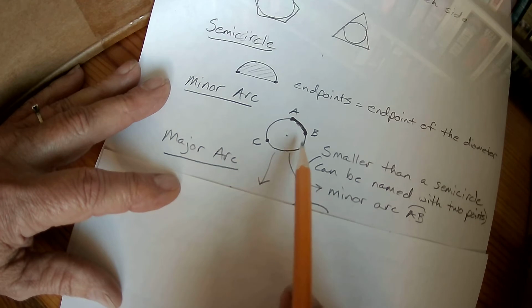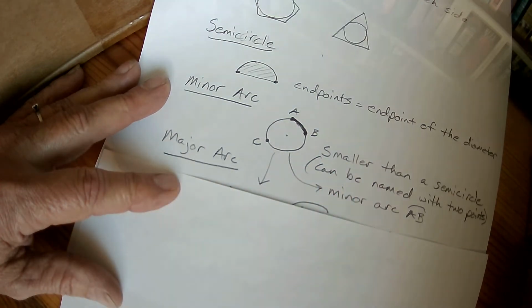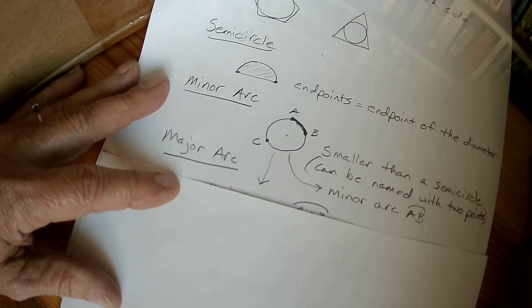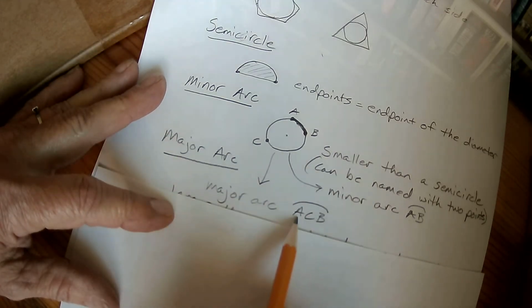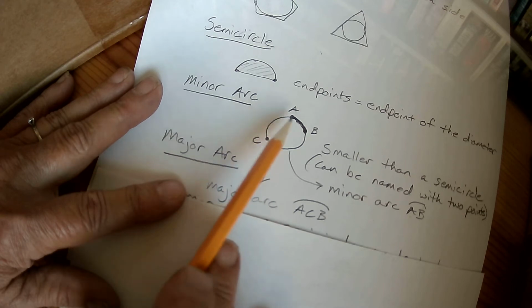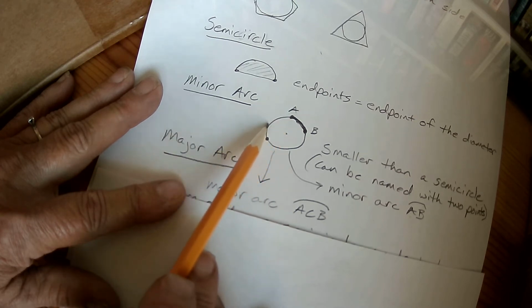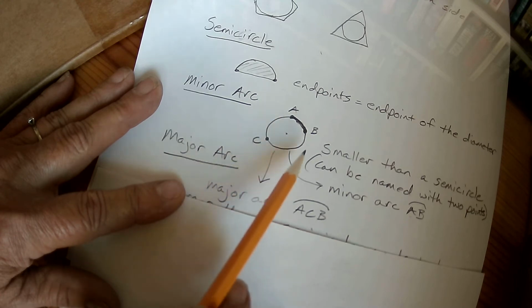So the major arc and a minor arc added together equals 360 degrees. The major arc can't be named with only 2 letters. It has to be named with 3 letters because it tells you where to start, which direction to go, and where to end up. So this major arc starts with A because that's the first letter, and then it goes to C, and then it goes to B. So it's this part right here.